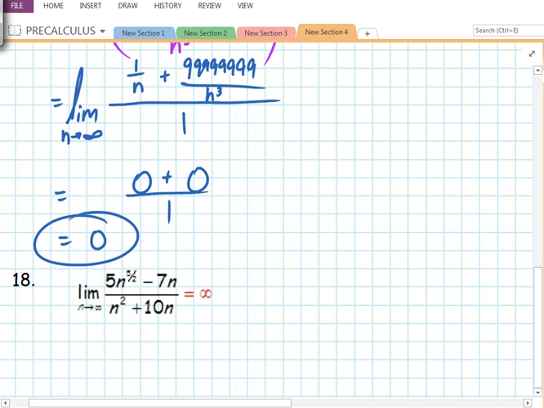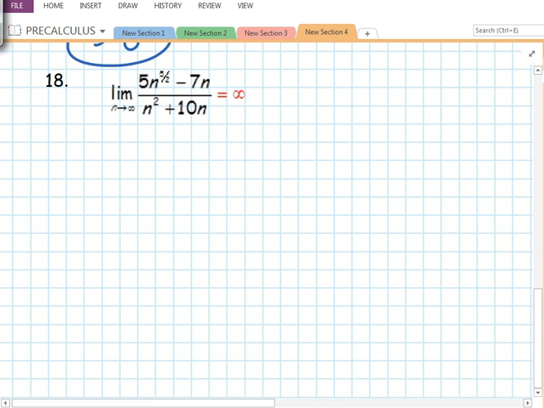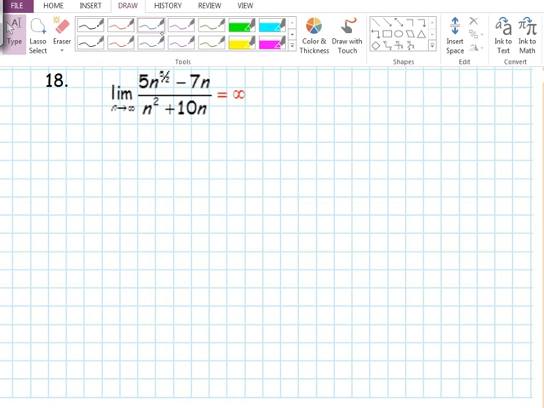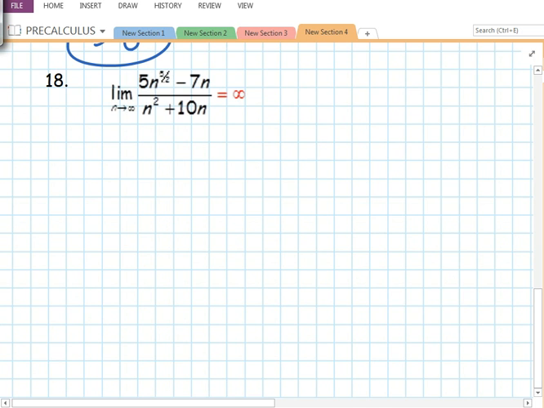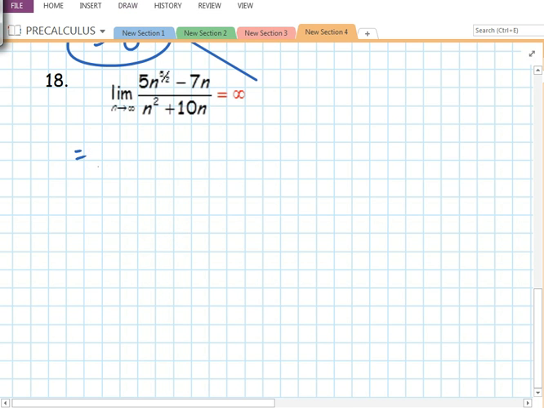Nothing has changed there. Number 18 is pretty much the same deal, except that they're trying to hamper us with some rational exponents. One thing I would look at on this problem is that the highest degree of the numerator is 5/2. That's 2.5 versus the highest degree of the denominator, which is only 2. So the numerator will grow much, much faster than the denominator, which explains why the limit itself is positive infinity. You can still divide every term by the highest degree, and everything will still work the same. I'll show you that right now.